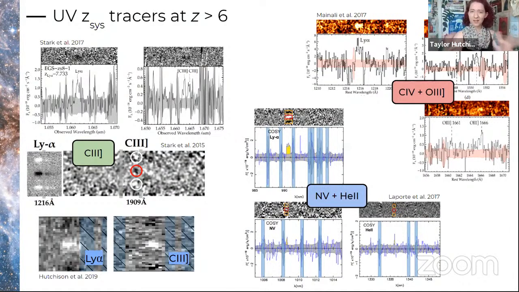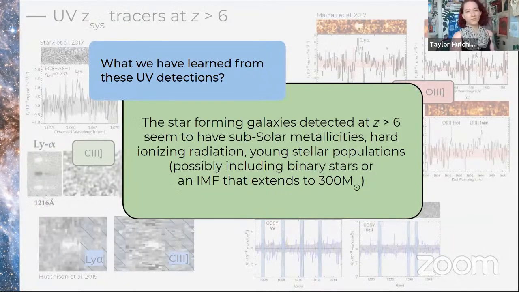Something else I want to highlight here is this beautiful variety of lines. You can have carbon-3, nitrogen-4 and helium-2, or carbon-4 and O3. And so you can learn a lot of different information depending upon the kind of lines that you have. So what have we learned from the UV detections that we have so far at these redshifts?